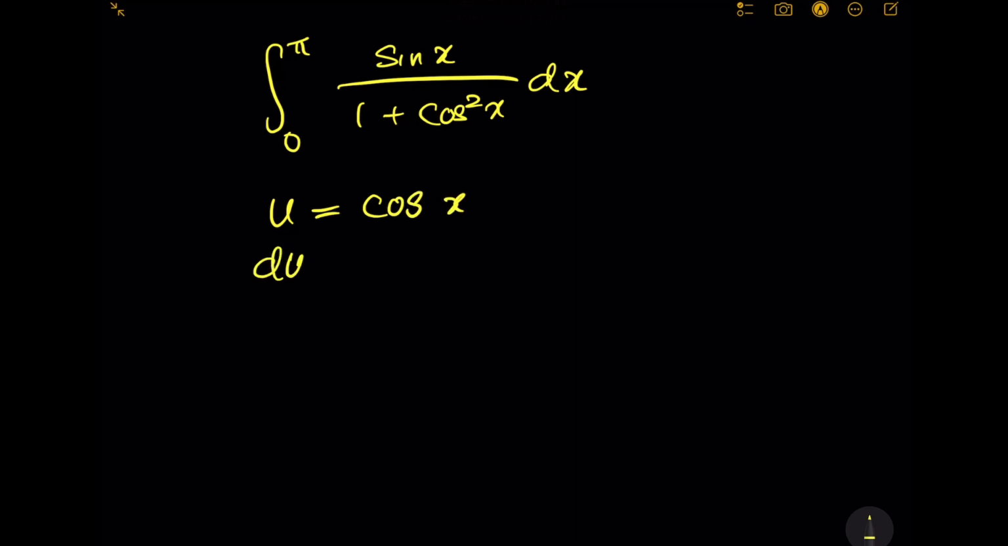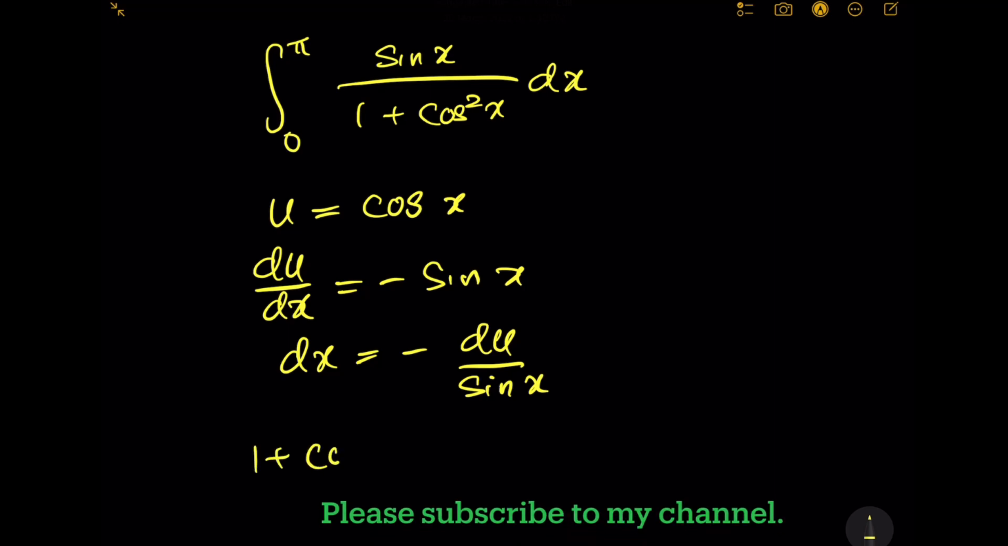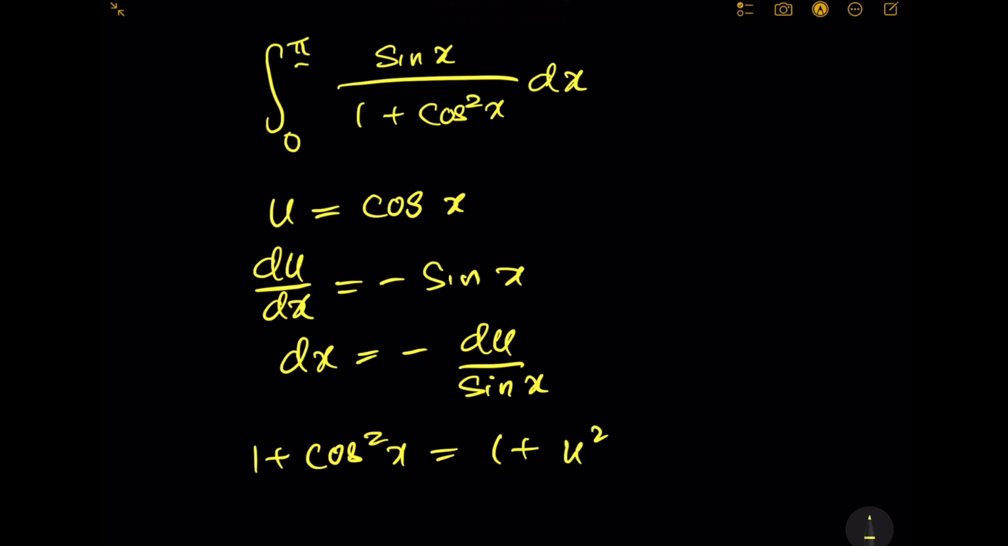Therefore, we have du over dx is negative sine x, or dx is negative du over sine x. On the other hand, (1 plus cos x) squared will be (1 plus u) squared. We also need to take care of the range, so let's change it also.